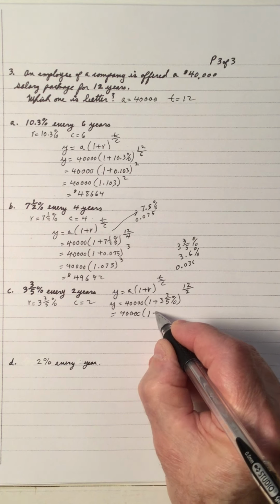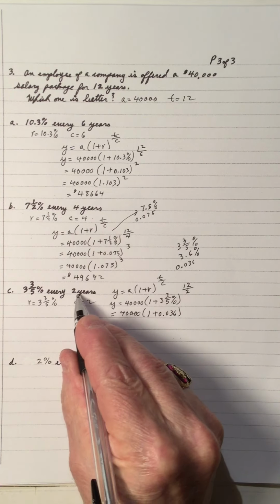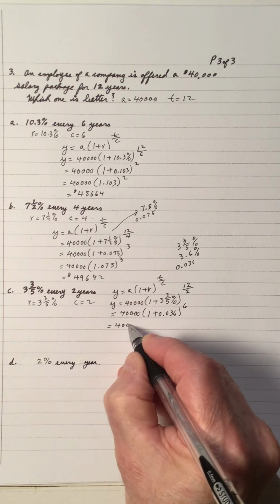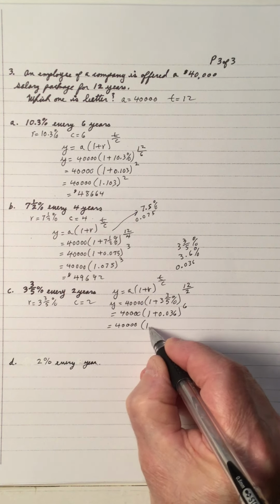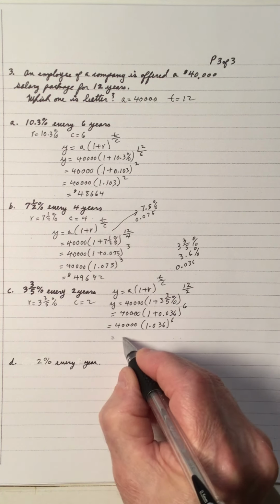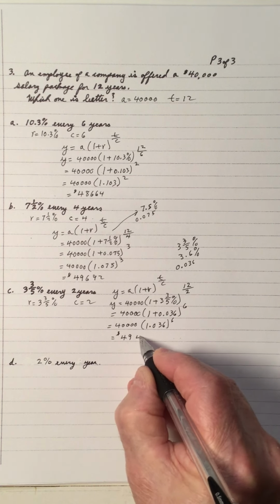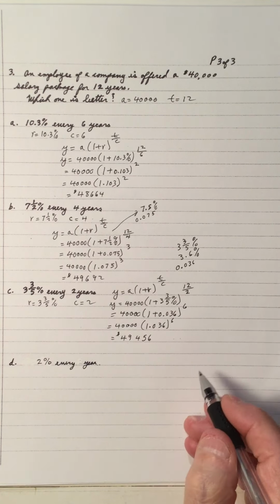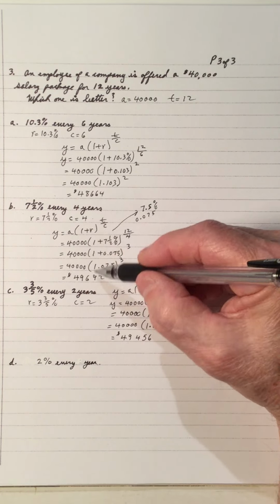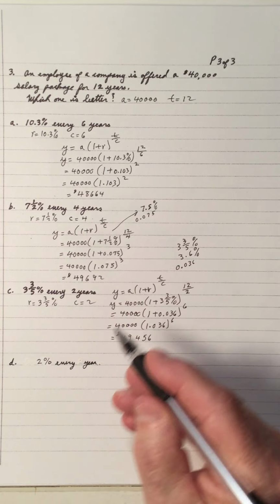So that's 1 plus 0.036. And if it happens every 2 years, it means it's going to happen 6 times. So that's 40,000 and 1.036 to the 6th power. And that comes out to be 49,456. So this is 48, this is 49. This is the best one so far. Right here, it gives you more salary at the end of 12 years.